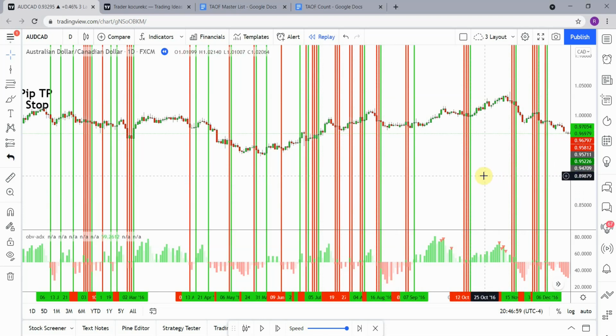58 trades. Wow, that is a lot. Did not think that we were going to get quite that many out of it. But let's go ahead and count out the winners and see what we get.